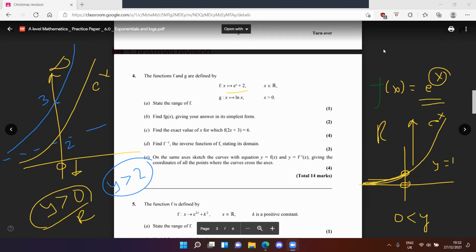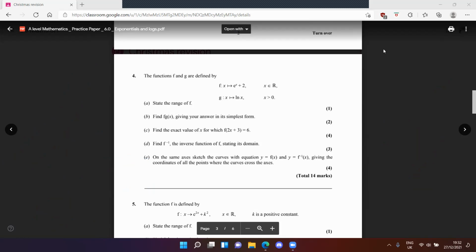Okay. So f of g of x. So f of x is that. Then f of g of x means that we do f of g of x equals e to the ln x plus 2.